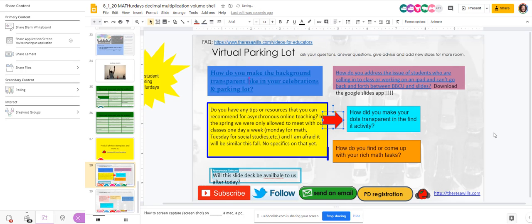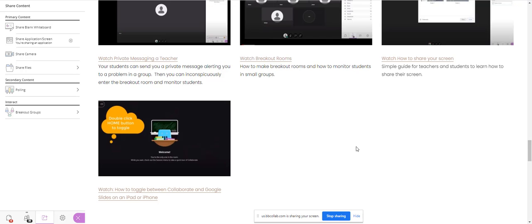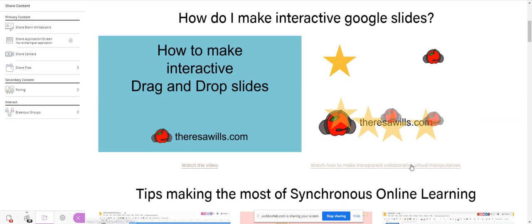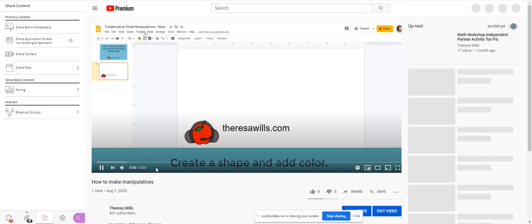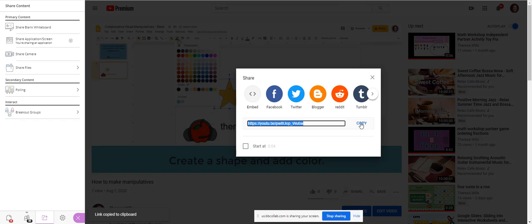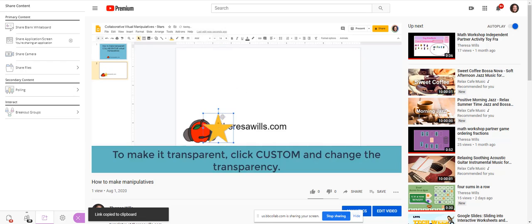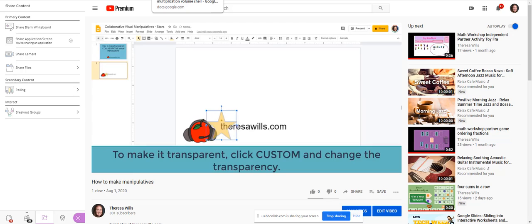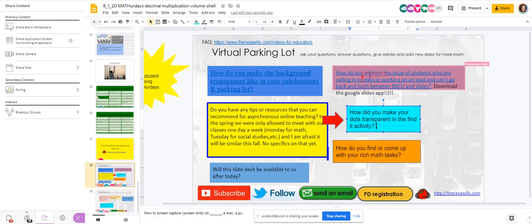How did you make your dots transparent in the Find It activity? Ooh, I'm really excited to show this. I frequently use transparent things, but only recently I realized that it's kind of a little bit of a hack and maybe other people should know about it. So I've created a little video here that shows how to make things transparent, and I'll link it for you here.